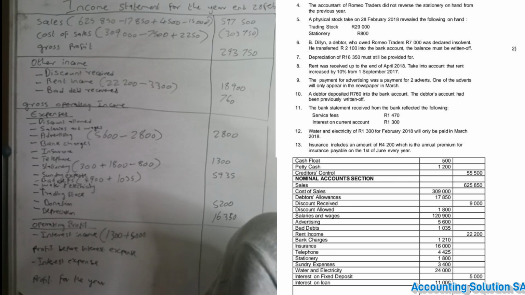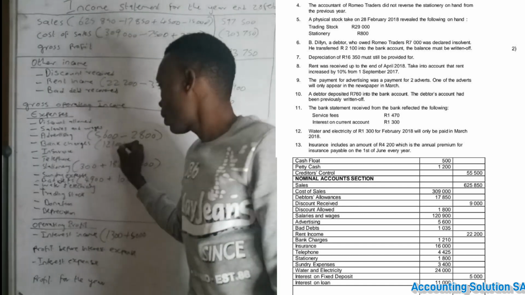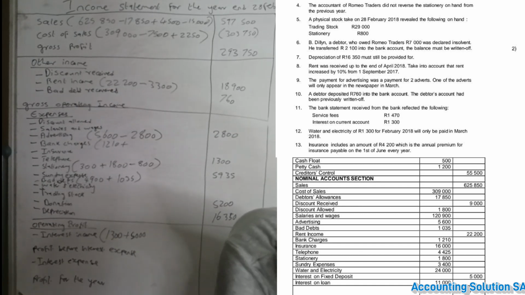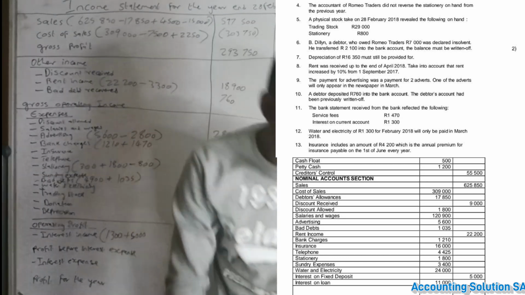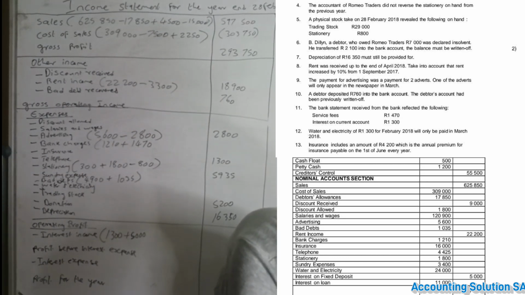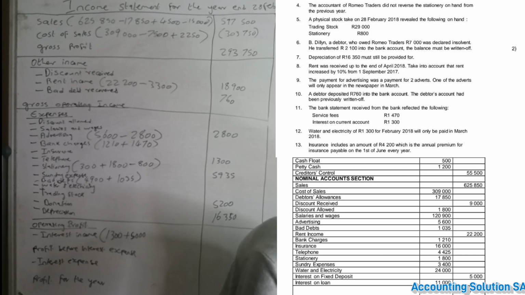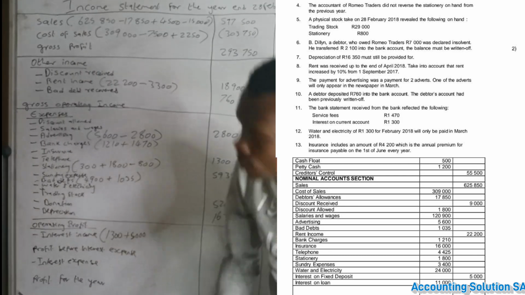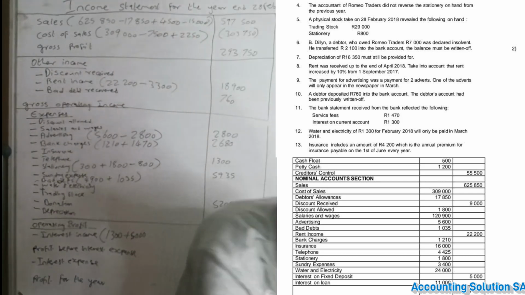Okay, and we also have service fee of 1,470, which is bank charges. Bank charges, we have 1,110 on top from the nominal account section, guys. Then this one of 1,470 is the one that we read. So if you add these two, it's going to give you 2,608. Very simple.